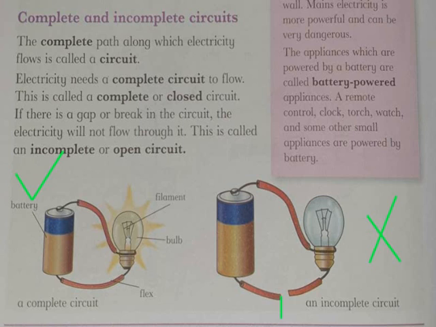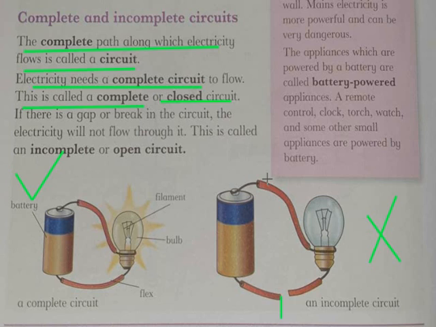The complete path along which electricity flows is called a circuit. What is the circuit? The complete path along which electricity flows is called a circuit. Is this a complete path? Yes. Electricity needs a complete circuit to flow, and this is called a complete circuit or closed circuit. This is a closed circuit. This is an open circuit. Why? Because here it is open. This is a complete circuit, and this is an incomplete circuit.